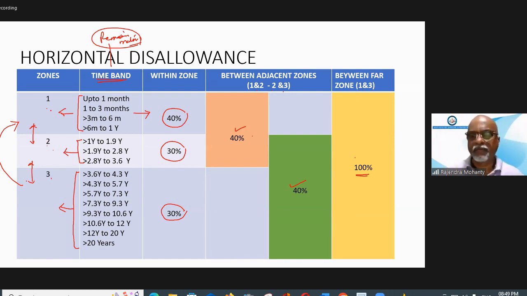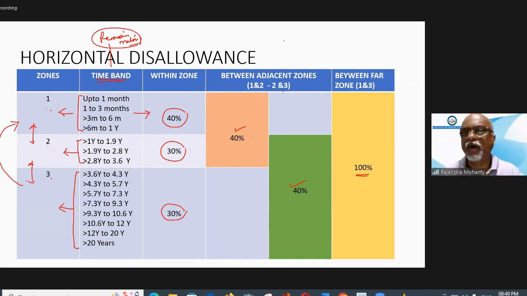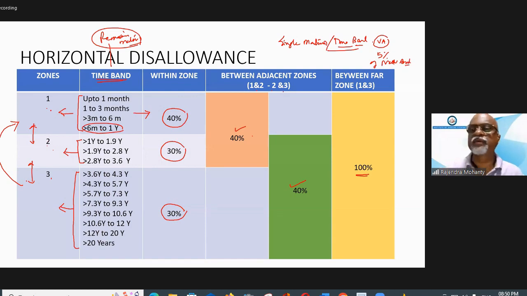And vertical disallowance is applicable on the net position of long or short of a single maturity or single time band. If it is a single time band, it means the long position is 6 months to 1 year, and the short position is also 6 months to 1 year. Then only this vertical disallowance is applicable. As per the present guidelines, it is 5% of the netted amount of long position and short position.